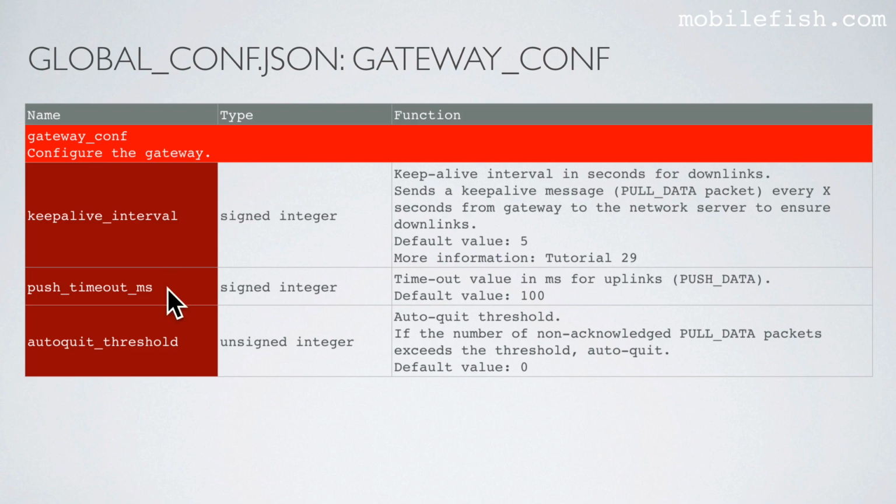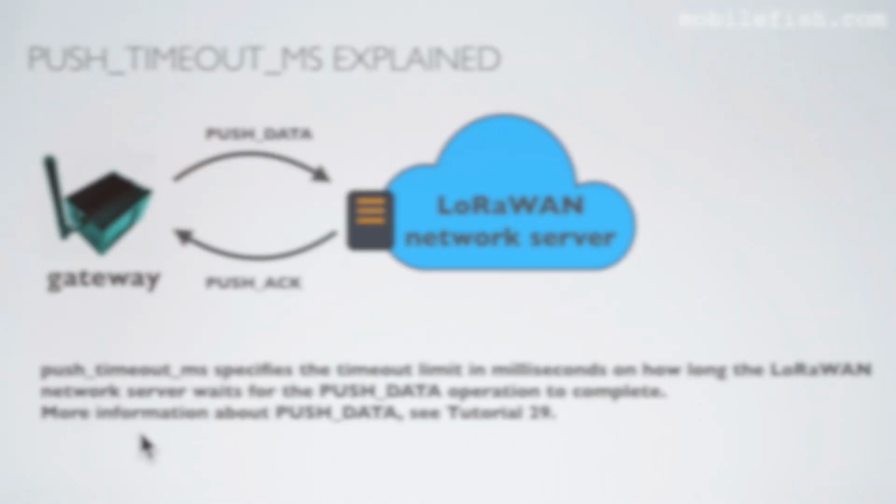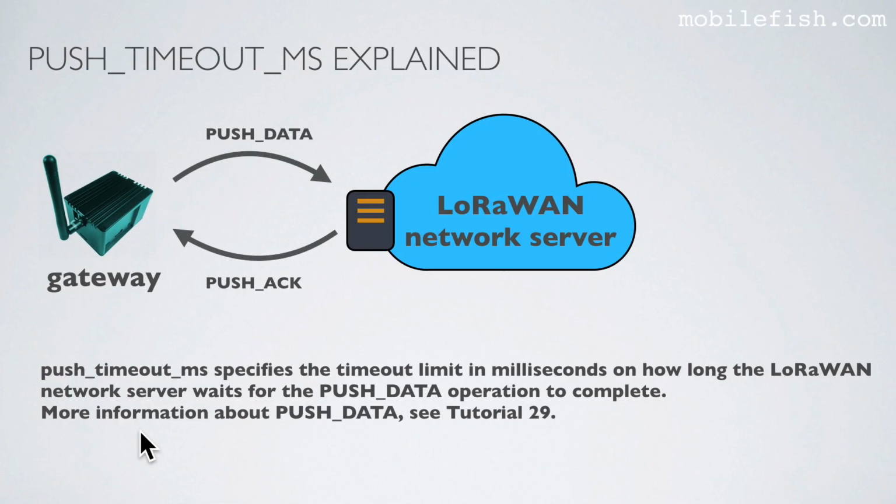This parameter contains the timeout value in milliseconds for uplinks, meaning push data. The default value is 100. The push timeout millisecond parameter specifies the timeout limit in milliseconds on how long the LoRaWAN network server waits for the push data operation to complete, as you can see over here. More information about push data, see tutorial 29.